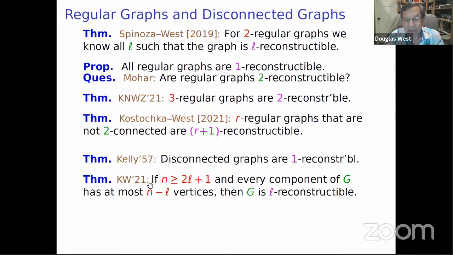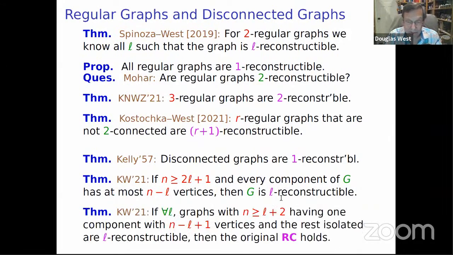Kostochka and I showed that with the threshold 2l+1 again, if every component of G has at most n-l vertices, so before, disconnected meant at most n-1 vertices, right? So this is generalizing that. If every component has at most n-l vertices, then G will be l-reconstructible. Okay. I will show you how to do that.